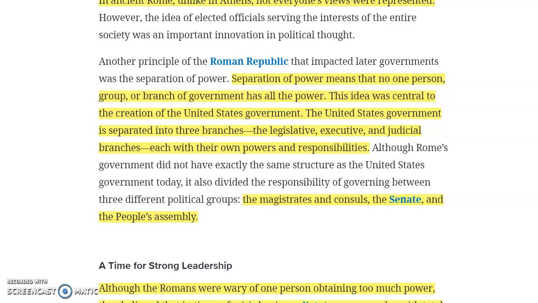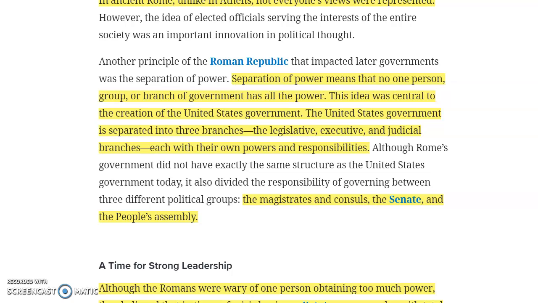Another thing that is similar is they have a separation of power, which means that no one person or group has all the power. Okay, so not one person is in charge. That is the same in our government. The United States government is separated into three branches: the legislative, executive, and judicial branches, and each hold their own powers and responsibilities. So the president, yes, he's the head of our government, but he doesn't make all the decisions. It's called a balance of powers, or separation of powers, where everyone has their own role, not just one person in charge.